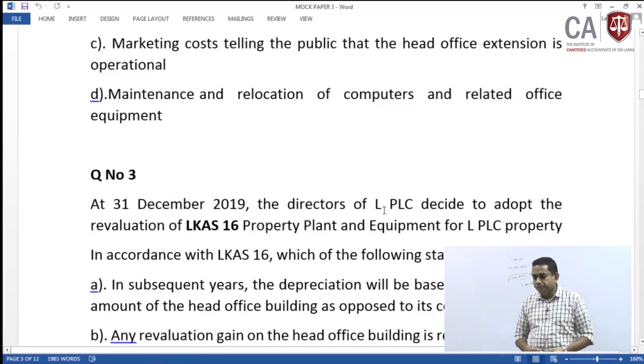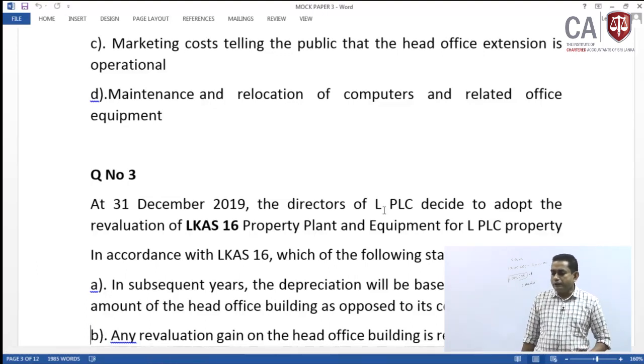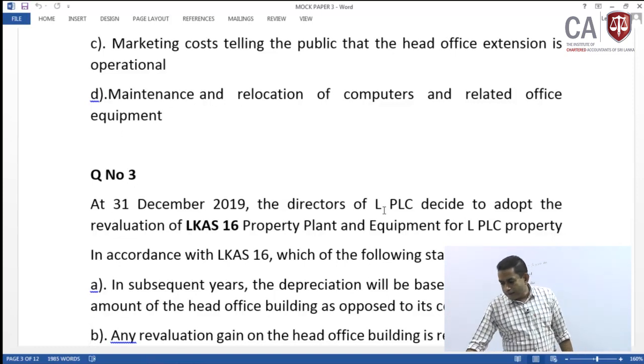Question number 3, at 31st December 19, the directors of LPLC decide to adopt the revaluation model of LK16 property, plant and equipment for LPLC property. In accordance with LK16, which of the following statements is false?